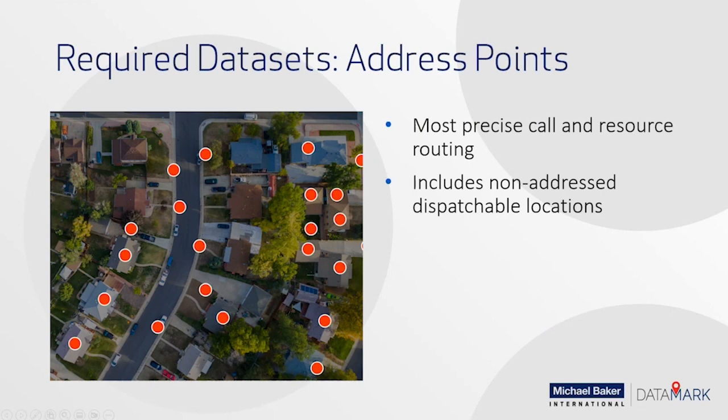Address points are required. So when a 911 call comes in from a civic location, it's going to look for the address point first. And if it doesn't find it, then it's going to go to the road centerline range. So address points are very important, not just for call routing, but also for resource routing.